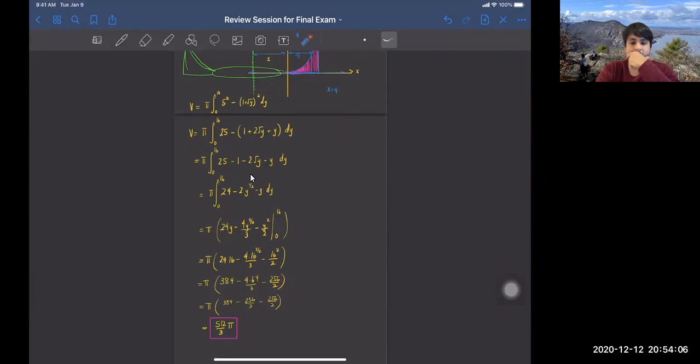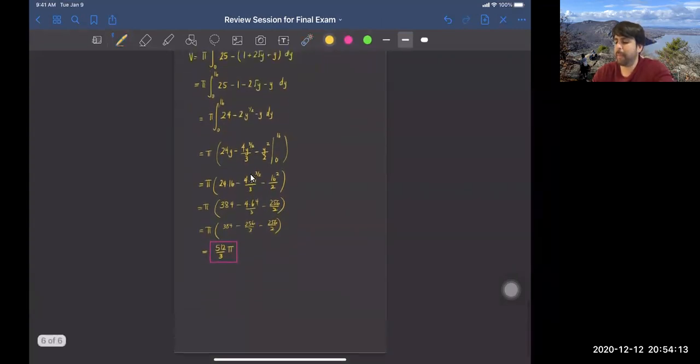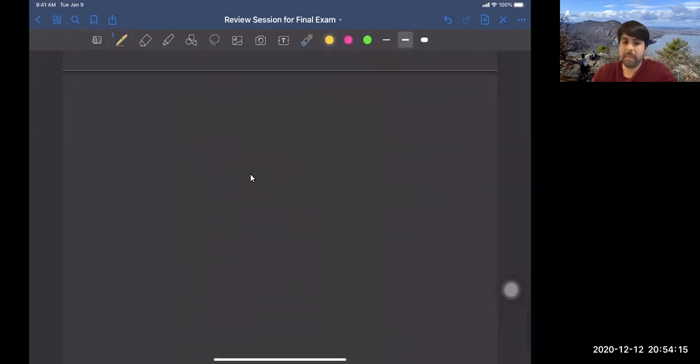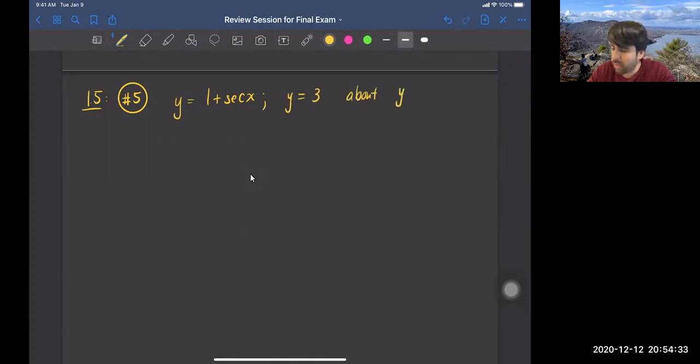Can you do 1.5 number 5? 1.5. Yeah, of course. 1.5 number 5. So I got y equals 1 plus secant of x. And I got y equals 3. And I'm going to rotate this about the line y equals 1. Okay. So this is a goodie.